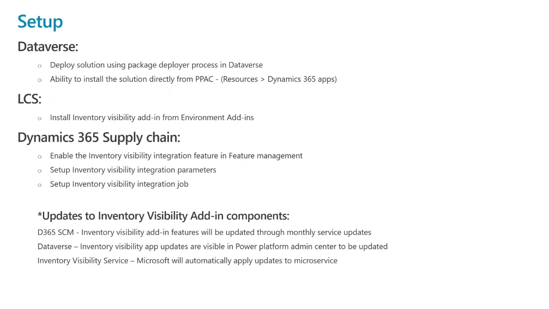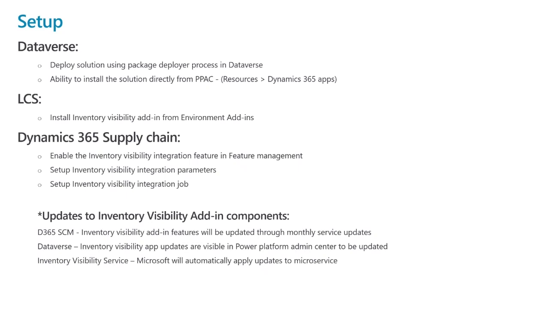You can either use the package deployer process to deploy the inventory visibility application in the Dataverse, or you can use the Power Platform Admin Center under Resources, Dynamics 365 apps. You will find an application called Inventory Visibility, and that you can install. Once the application is installed on the Dataverse side, you will come onto the LCS D365 environment full details page. That is where you will be able to install the inventory visibility add-in.